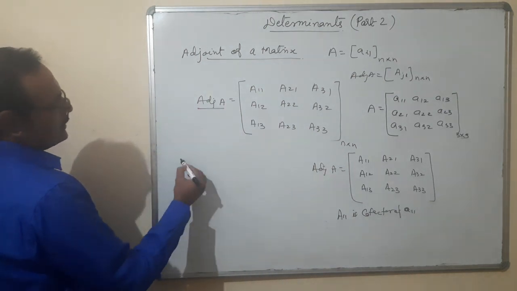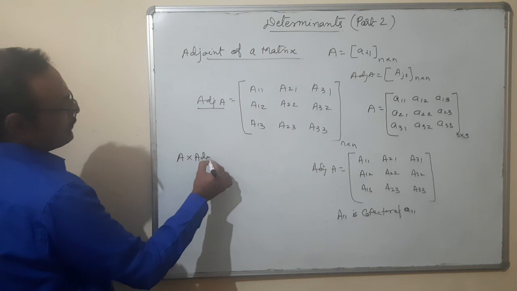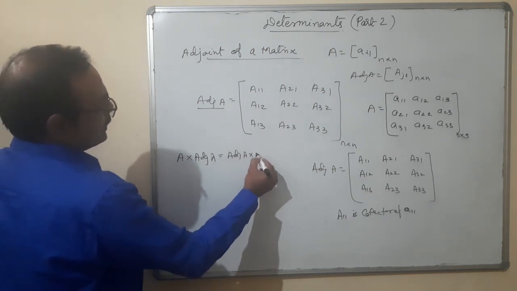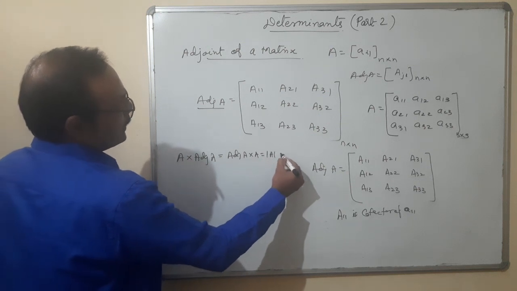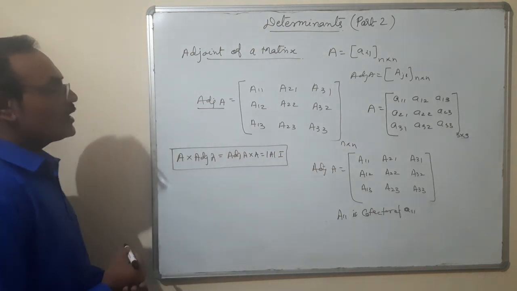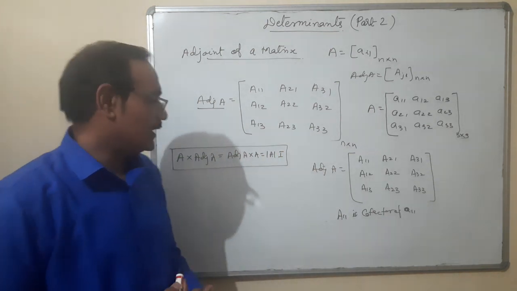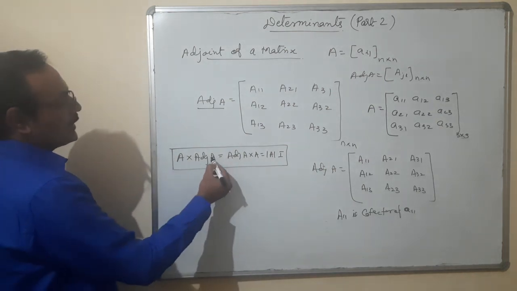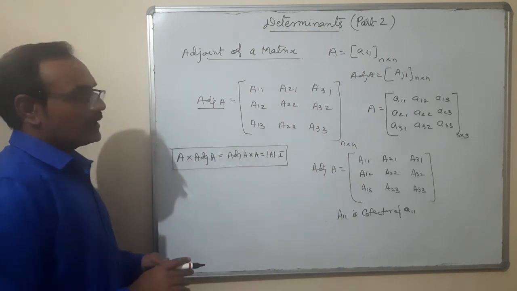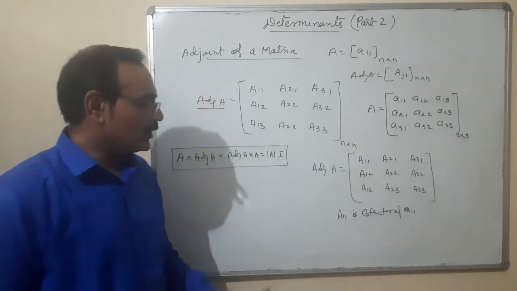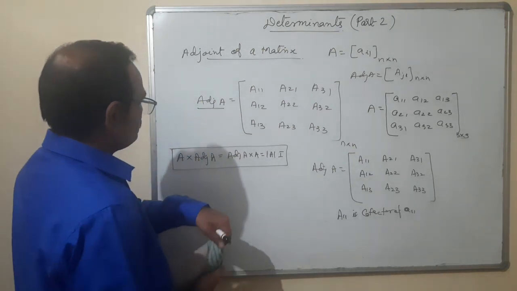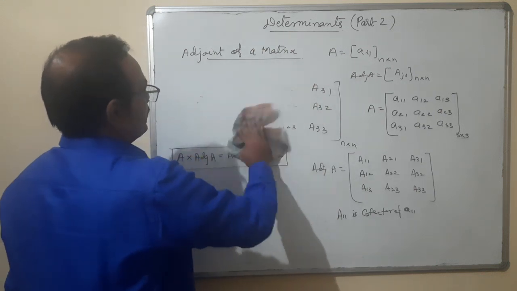And the second thing is A multiplied by adjoint of A is equal to adjoint of A multiplied by A, which is equal to determinant value of A into I. This is the rule, and we can verify it by any 2 cross 2 or any 3 cross 3 matrix. So I am taking an example of 2 cross 2 and I am going to verify whether it is true or not: A into adjoint of A.